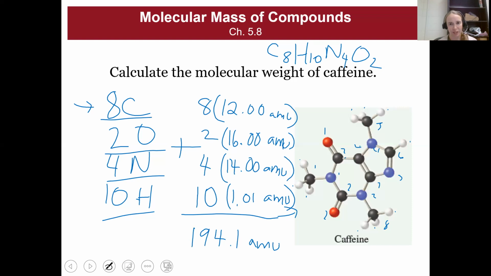So there we go. We combined a few different things here. We combined how to find the molecular formula from a picture and how to calculate the molecular weight from that molecular formula and picture.